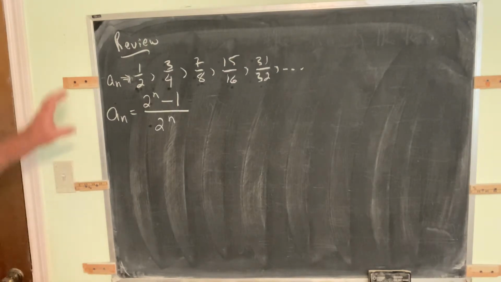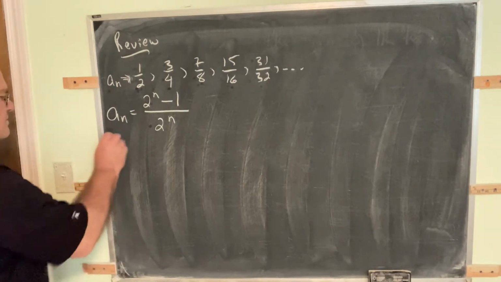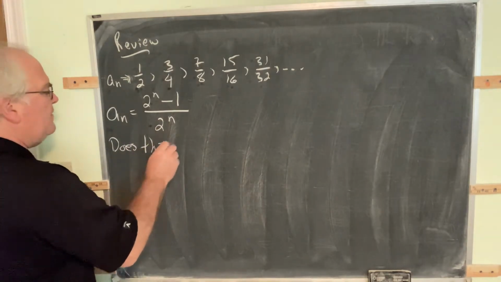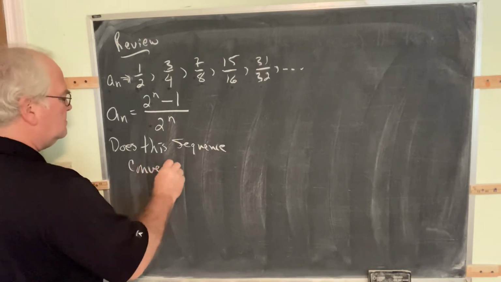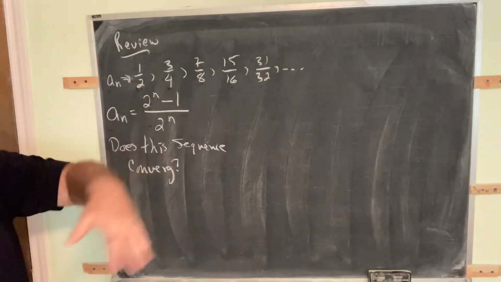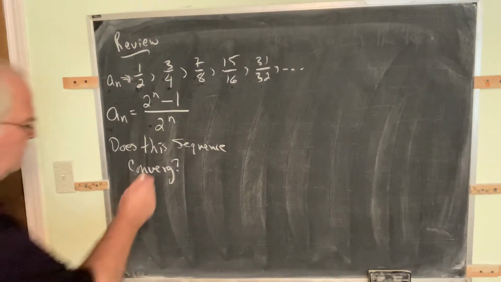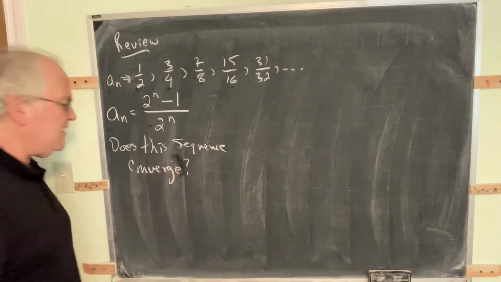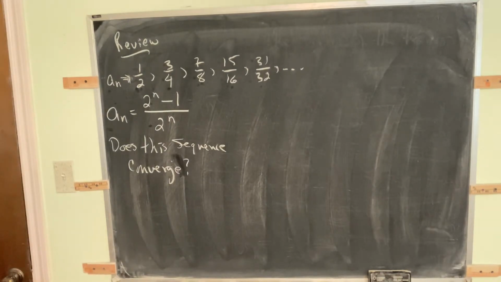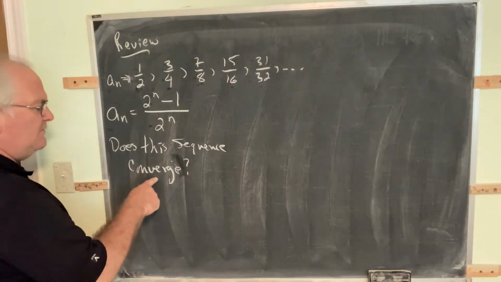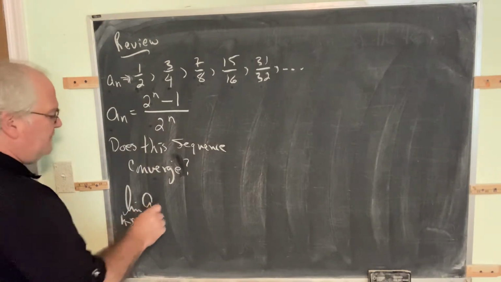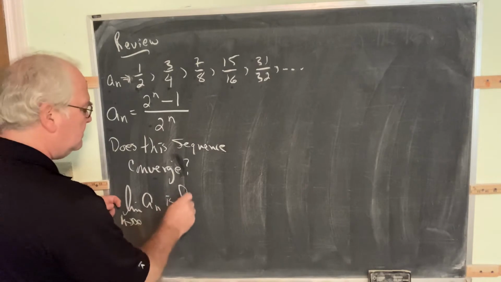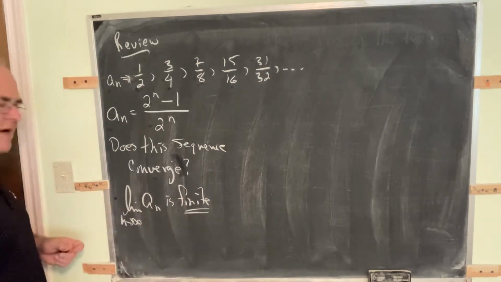Now, a question might be, does this sequence converge? There's no series anywhere here. All we have is a sequence. What does it mean, converge? Does this sequence converge? Well, what is required for a sequence to converge? A sequence converges if and only if the limit, as n goes to infinity, of the defining rule is finite. Is this a finite number?